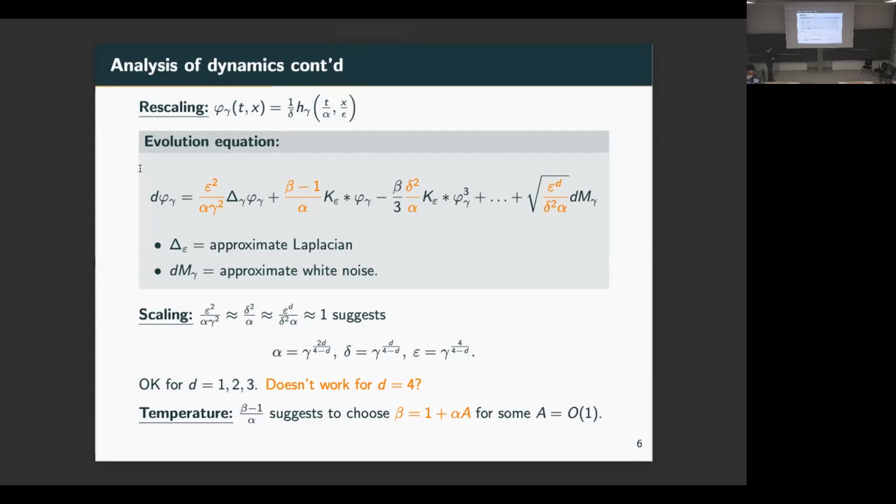And the other thing that I haven't spoken about is this beta. This suggests, of course, that we should choose beta equal to 1, which would be the critical value for the mean field model. But we can, in principle, allow ourselves some correction here, to still get an order 1 term in this limiting equation. But the correction should be pretty small on the scale of this alpha.